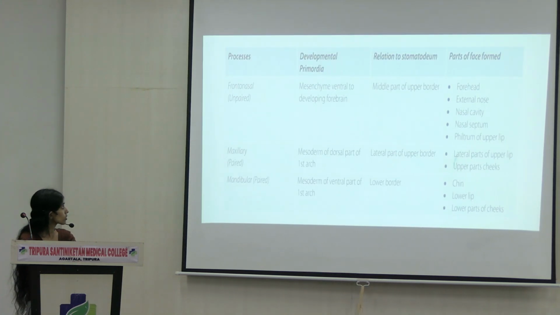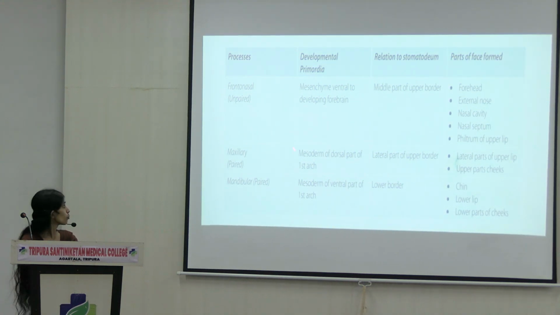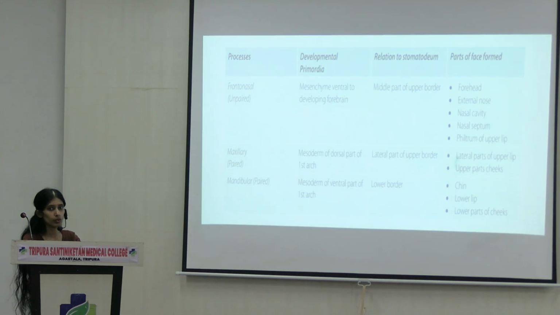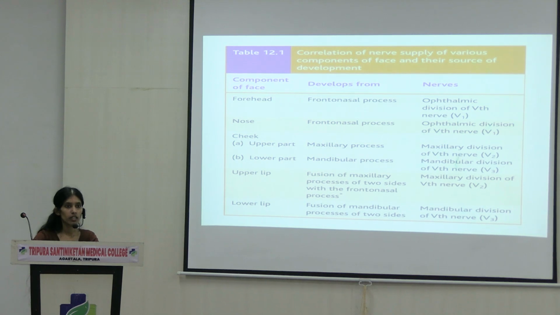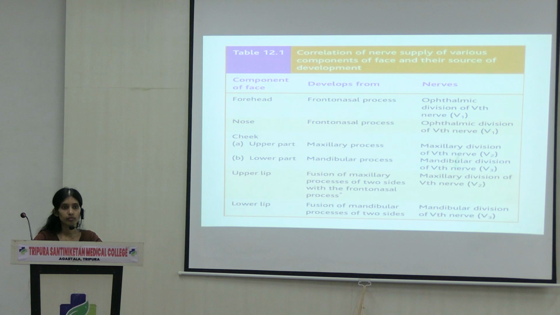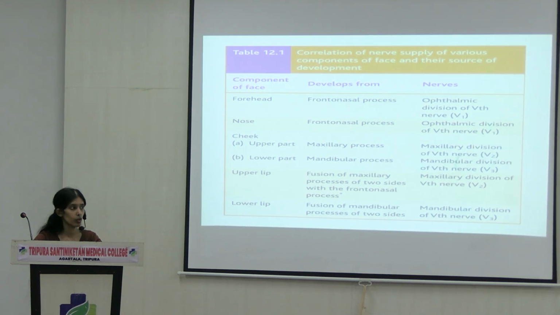So next, this is the tabular column for all the components, processes and also their ratio compared to the stomodeum and the different parts of your face that are going to develop. Okay. Next, we have nerve supply. The whole face is supplied by which nerve? It is supplied by facial nerve. Okay.